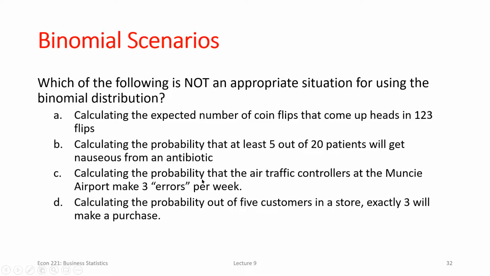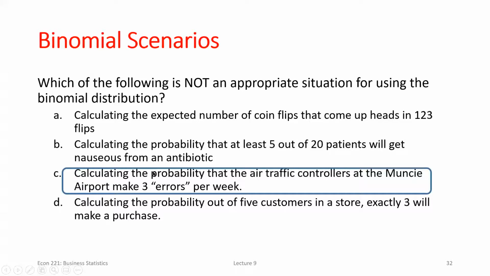We'll actually talk about this on Friday, which is anytime I have a time period and I'm looking for a certain number of successes over that time period, we're actually going to use a different type of discrete random variable distribution. So that's not going to work for us. So we know that's the answer.